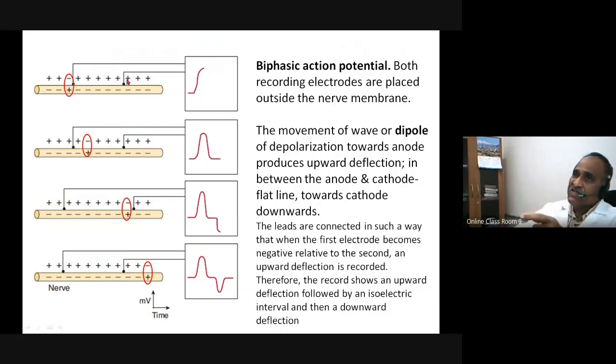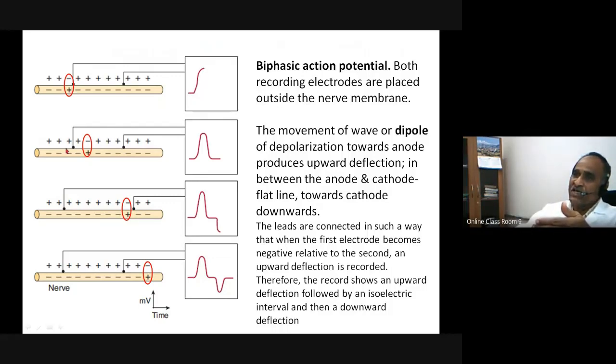Suppose I change the recording places. If I place this one here and this one here, then this would go just opposite, in the reverse direction. So to make ourselves comfortable, what is done is to make it an upward deflection. So as this moves in, there is an upward deflection.